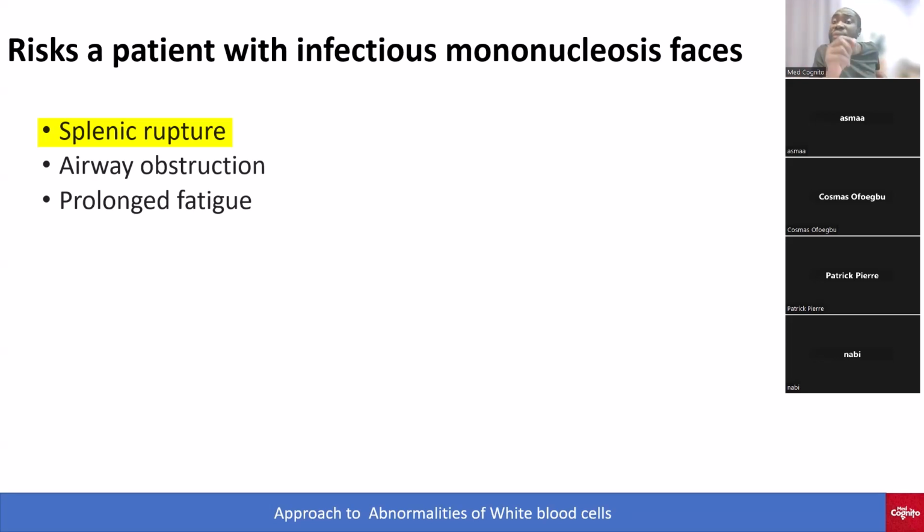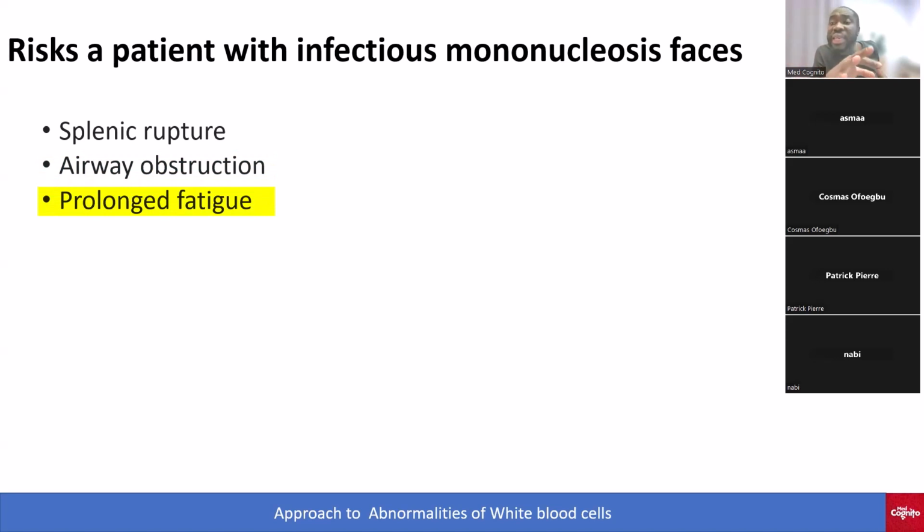What are other complications of infectious mononucleosis? Airway obstruction. And with airway obstruction, what am I going to give? Steroids. And then what will I do again? I'm going to call the specialist. And then another complication of infectious mononucleosis is prolonged fatigue.